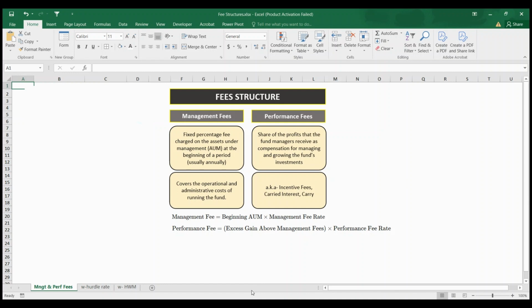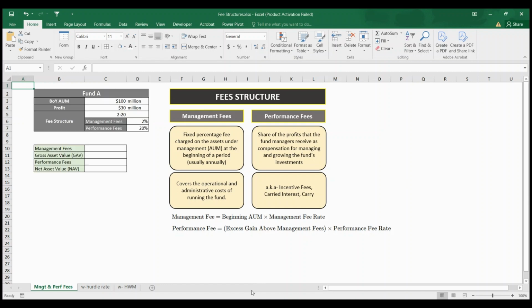It is also known as incentive fees, carried interest and carry. So no need to get confused if you hear either of the terms. It's just the same thing. Performance fee is calculated as excess gain above management fees times the performance fee rate.